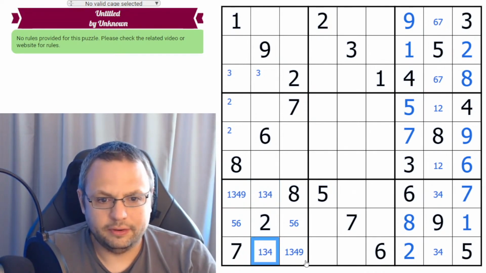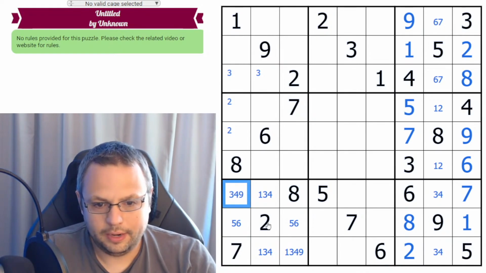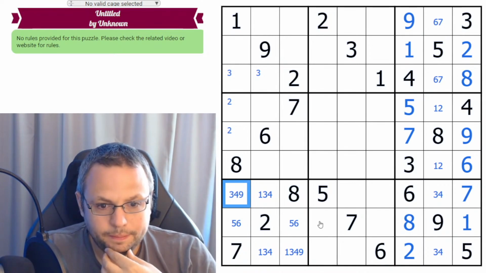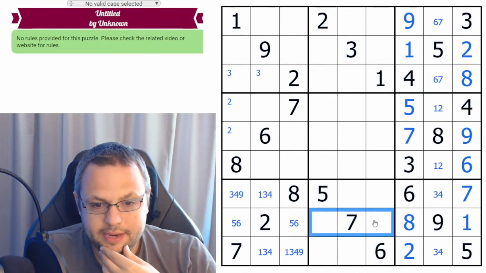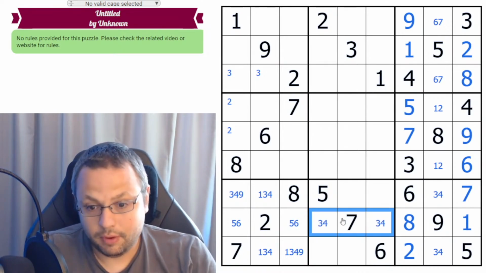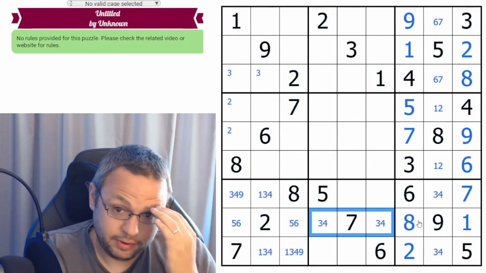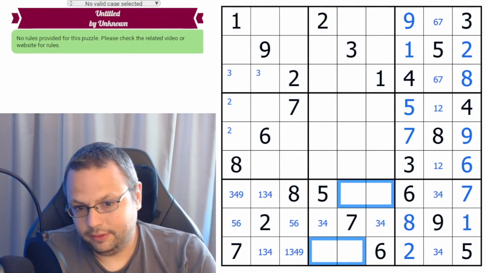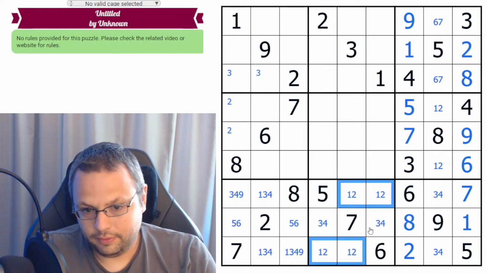Let's see. These aren't 9. Oh, am I not going to get a pair this time? This one's not 1. Yeah, maybe I'm not going to get a pair this time. What are these? I guess I should write in. Those are 2, 3, 4, 5, 6, 7, 8, 9. Yeah, these are 3 and 4. So I can write in these cells as 1 and 2, 3, 4, 5.